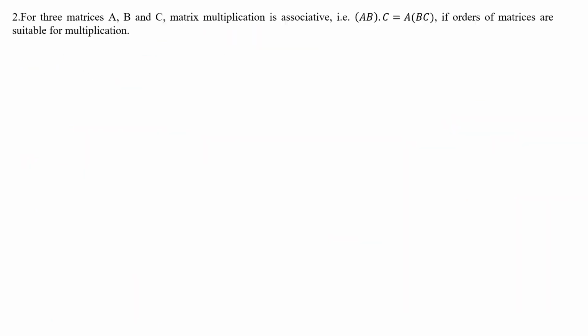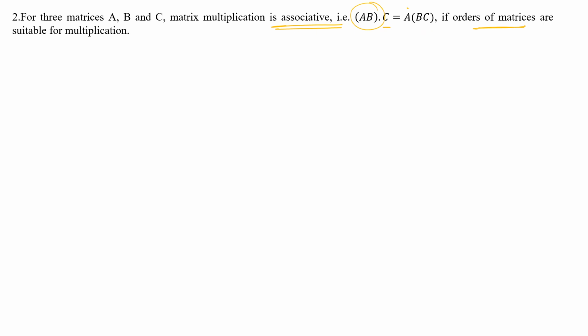Okay, let's discuss the second property. What does the second property say? Given the three matrices A, B and C, matrix multiplication is associative. Means what? A into B, do the product and then multiply it with C, whatever matrix you get, it is always going to be equal to the product of B into C and then the product of A. It is always going to be equal, provided what? Orders of the matrices are suitable for multiplication. If orders of matrices are suitable, then the associativity works.